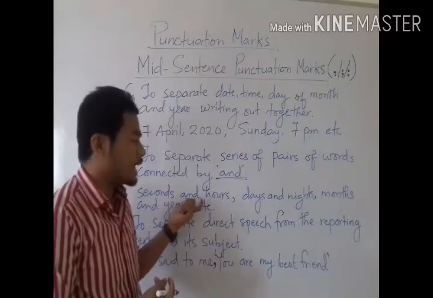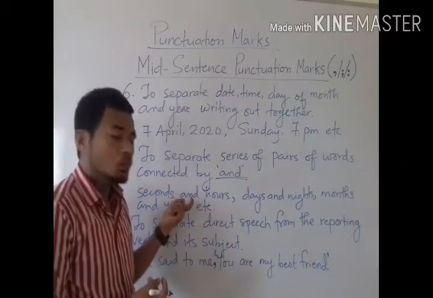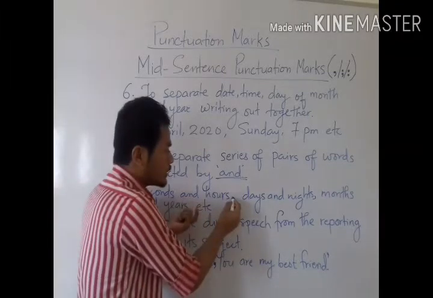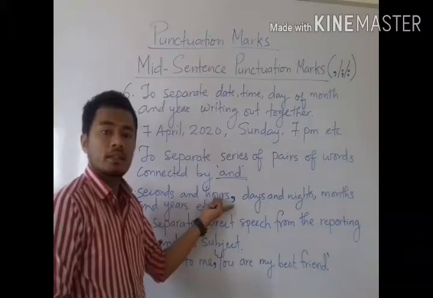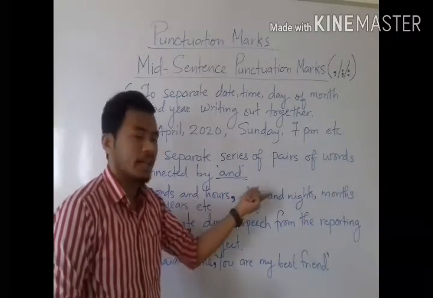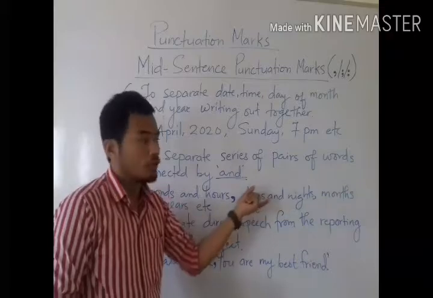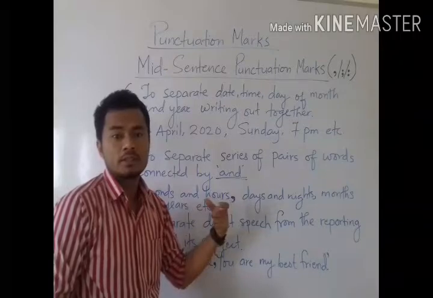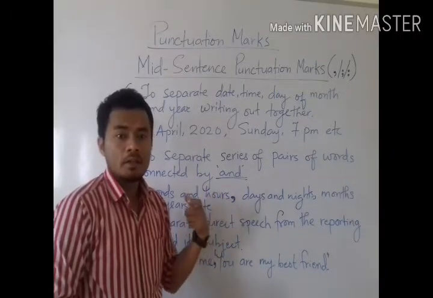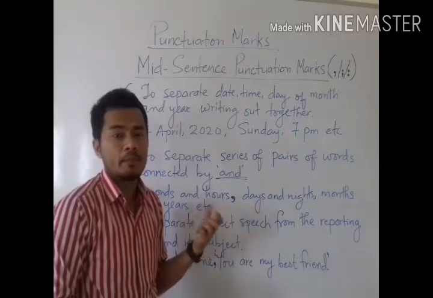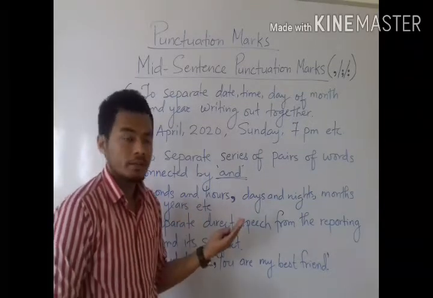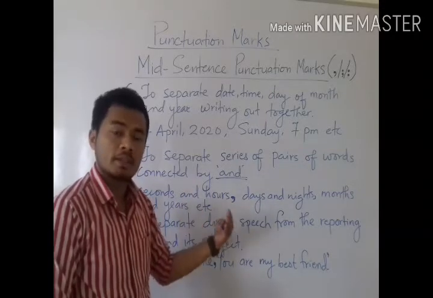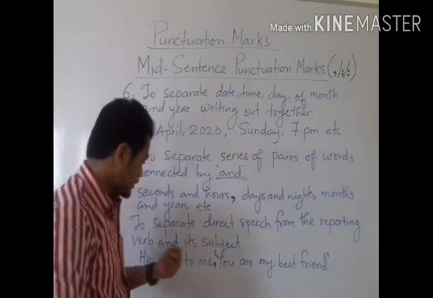So these seconds and hours, these two words have been connected by conjunction and. So I have separated this pair of words with comma. Another pair of words, days and nights. See, this pair of words also I have separated by using comma. So each pair of words which are connected by conjunction and can also be separated by using comma. Just like a series of words, but in a series of words we have single words, but here we have a pair of words. Okay.